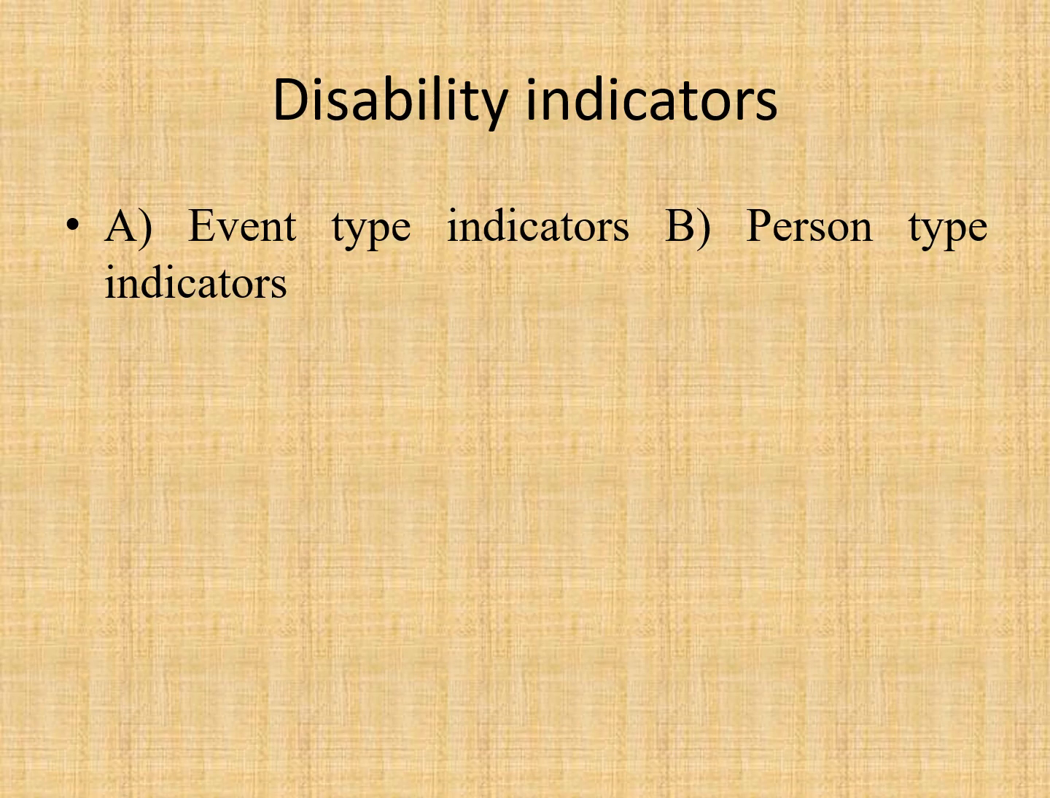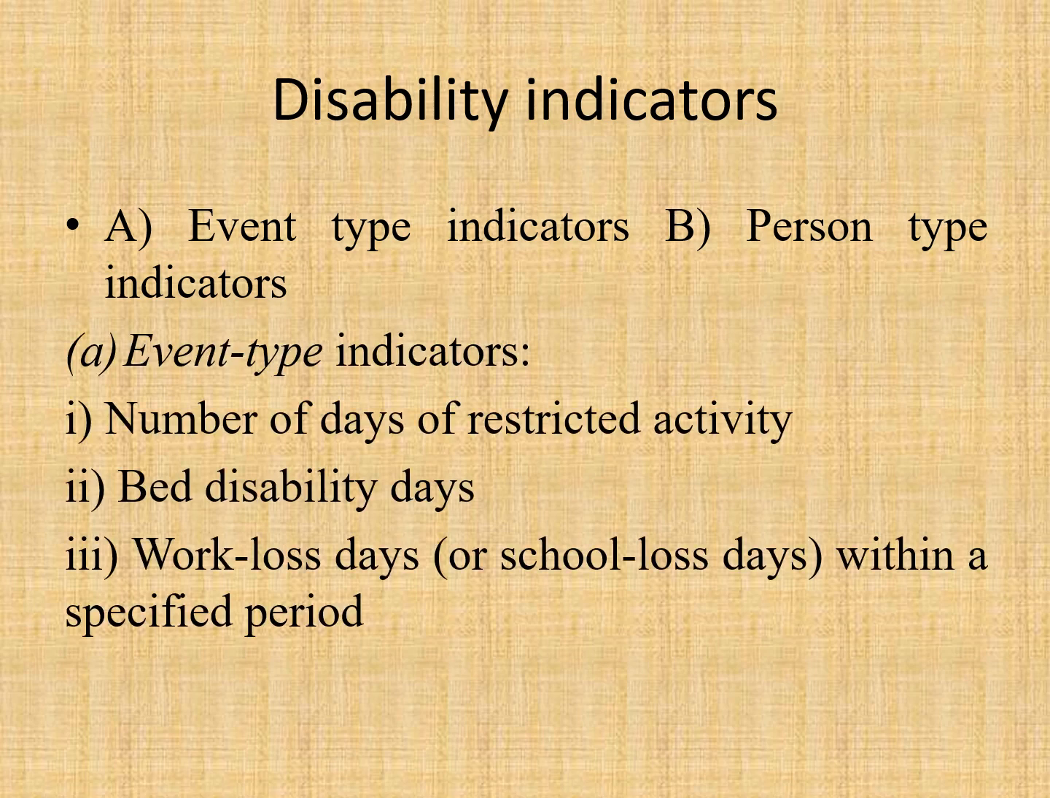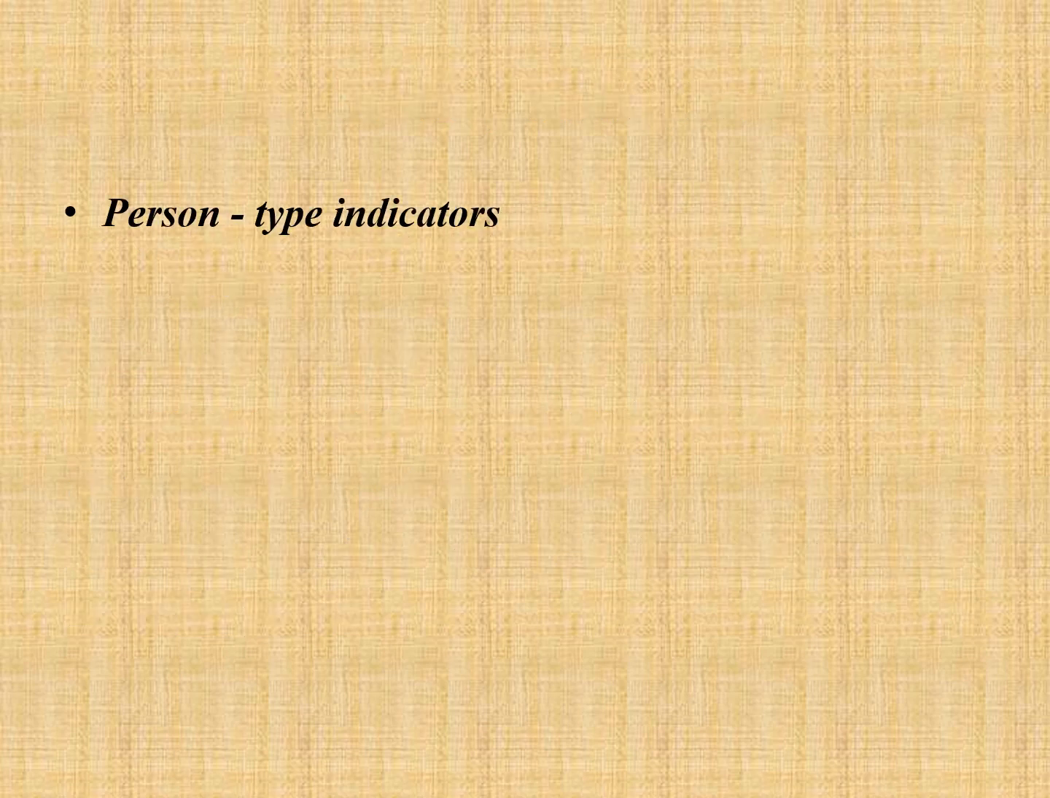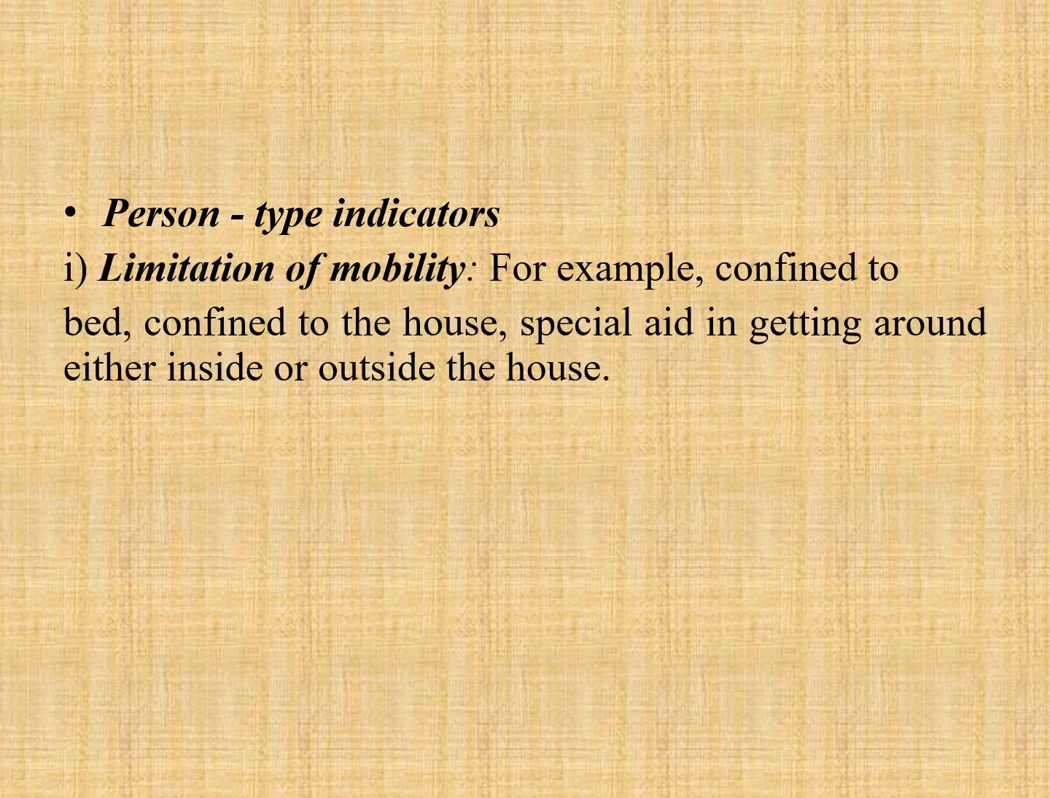Another group of morbidity indicators are disability indicators. These are either event type indicators or person type indicators. Let's see event type indicators. These are the number of days of restricted activities, number of paid disability days, or number of work loss days within the specified period.